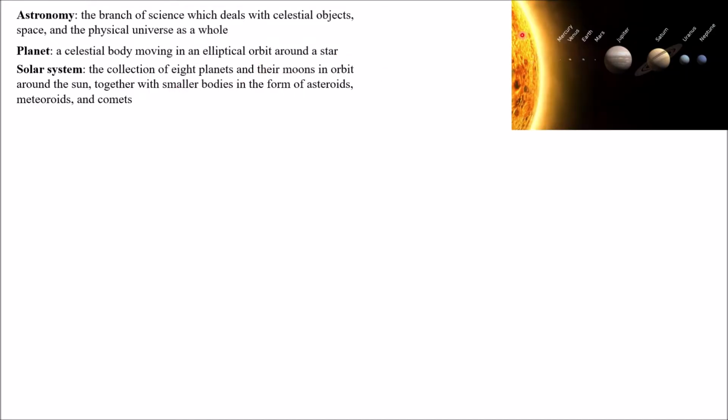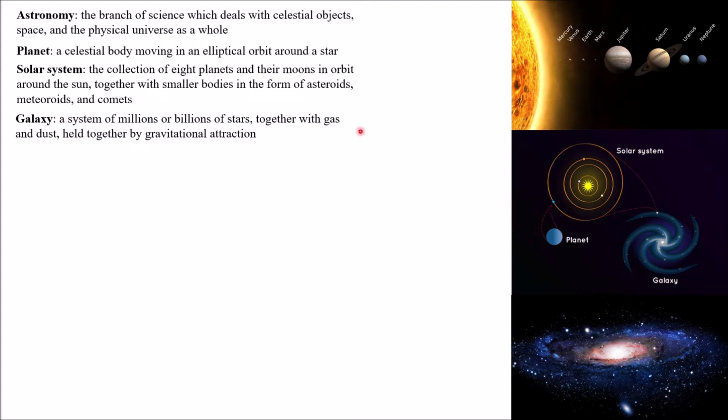So starting with astronomy, it is just a branch of science that deals with celestial objects and the physical universe as a whole. And we all probably know what a planet is. It's just a celestial body moving in an elliptical orbit around a star. In our case, our star is our sun. And we have our solar system here with the sun, and we have Mercury, Venus, Earth, Mars, Jupiter, Saturn, Uranus, and Neptune, and so on. We have trans-Neptunian planets as well. And we exist within the Milky Way galaxy, but there are other galaxies as well.